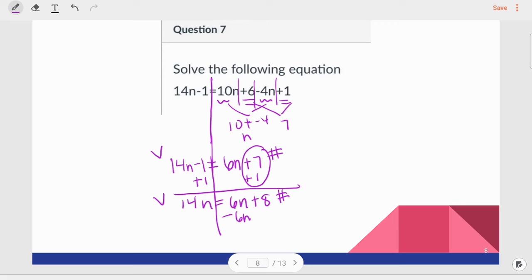So I'm going to minus 6n from both sides. That leaves me with a total of 14 minus 6 is 8n. 6 minus 6 is 0. That's gone, and I'm left with a positive 8. My last step is to divide by 8 on both sides because it's 8 times n. I undo that with division, and I'm left with n is equal to 1.